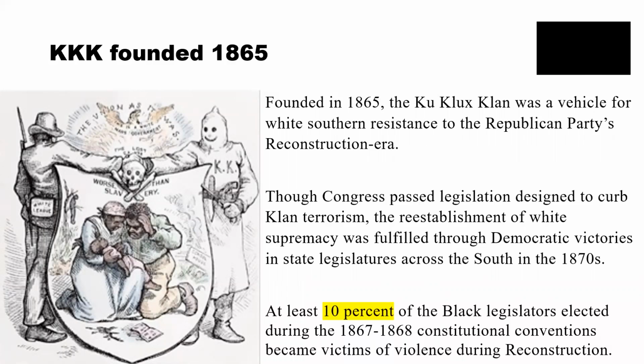And this was really successful, as seen through the Democratic victories in state legislatures across the South in the 1870s. So they used violence to threaten people, and unfortunately, it worked. So as you can see in here, at least 10% of Black legislators elected during this time period became victims of violence. So yeah, that's pretty sad.